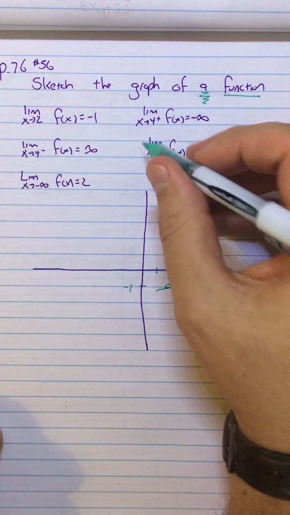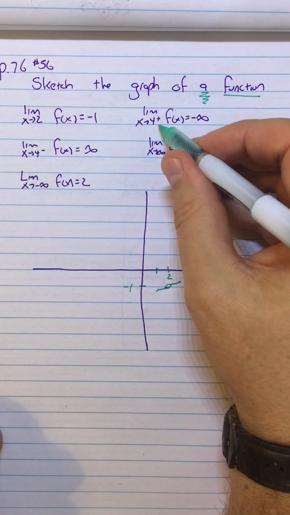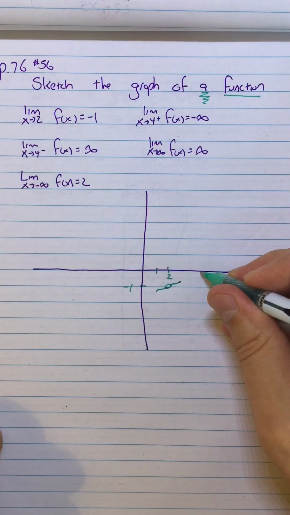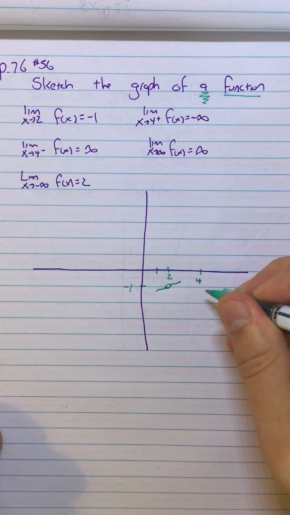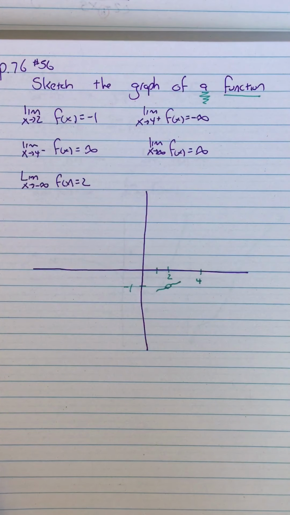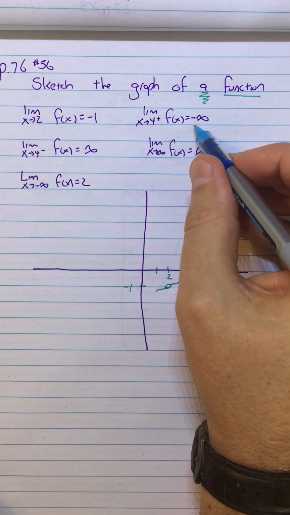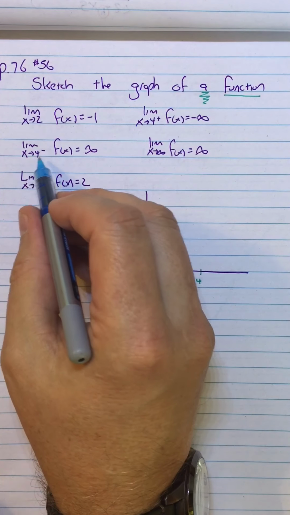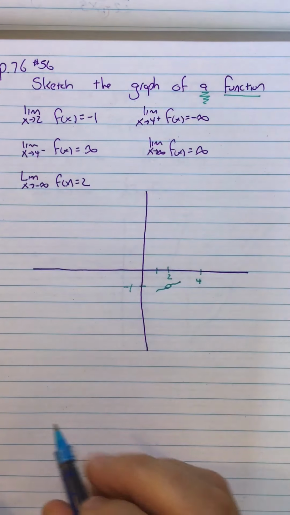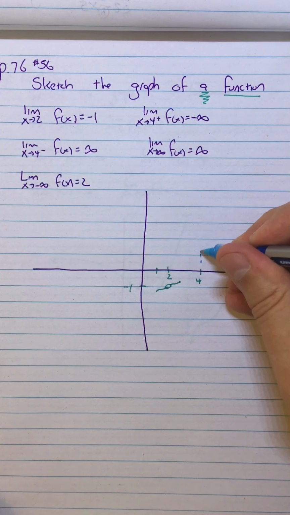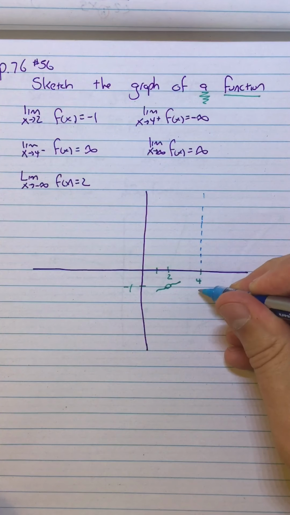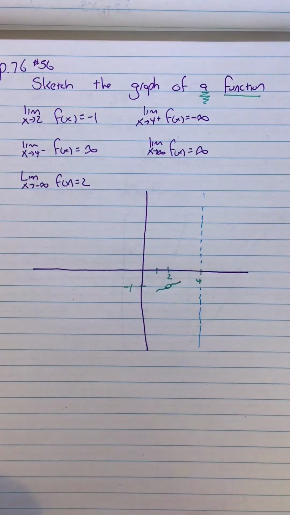Let's look at what else we got. Limit as x approaches 4 from the right is -infinity. So let's look at x equals 4. One thing I might notice by looking ahead is that as x approaches 4 from the right, the limit is -infinity. As x approaches 4 from the left, the limit is +infinity. So what I'm looking at here is an asymptote, a vertical asymptote, and in fact it's an odd vertical asymptote where the limit doesn't exist.